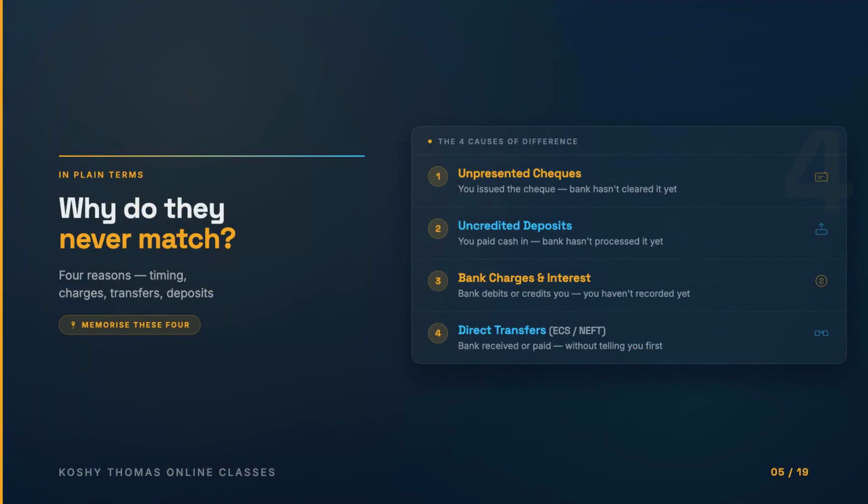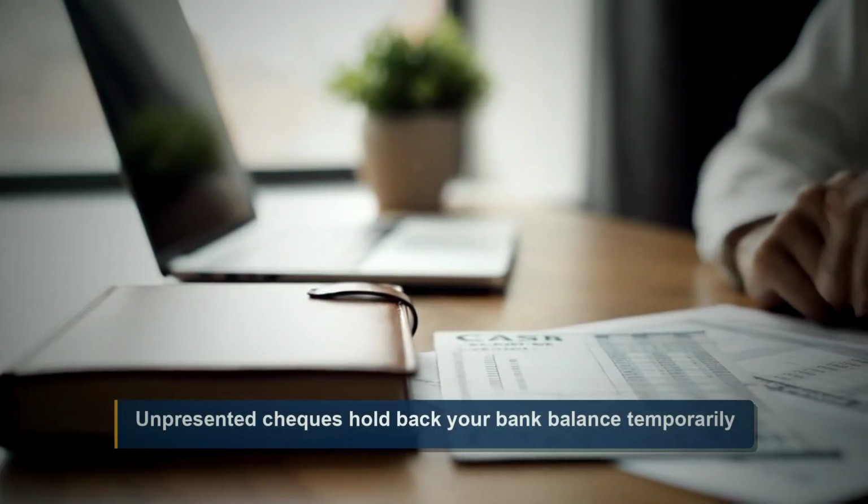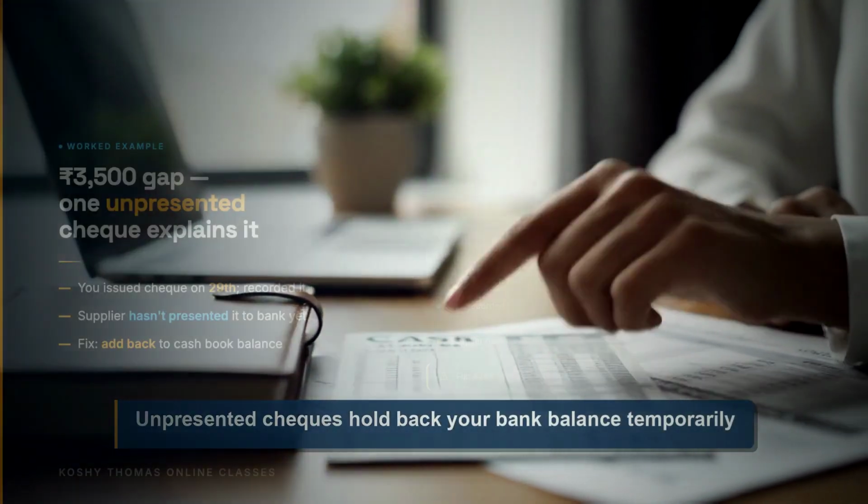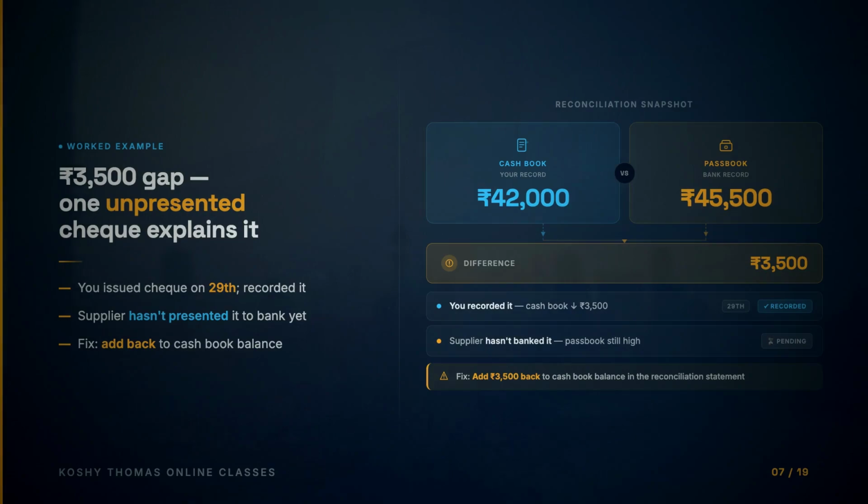Here are the 4 classic causes of any cash book versus passbook difference. Know these and you will never be confused again. Let me make this concrete. Say your cash book shows a closing balance of 42,000 Indian rupees. But the passbook shows 45,500 Indian rupees. That is a 3,500 Indian rupees gap.